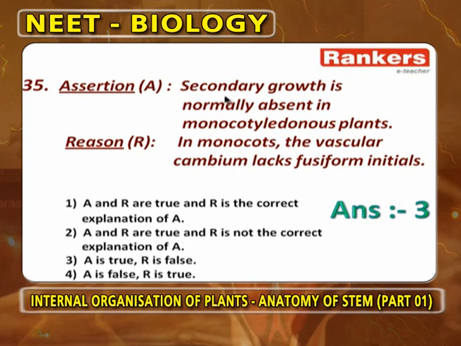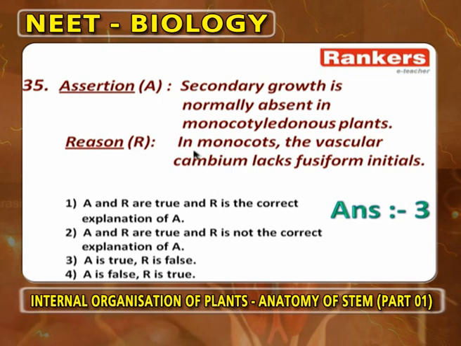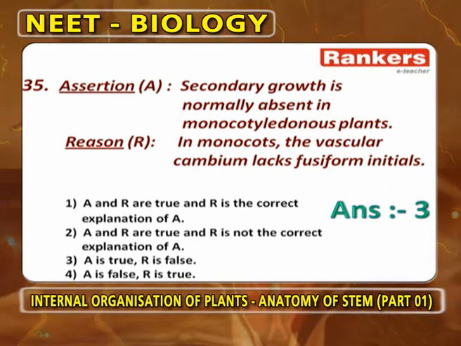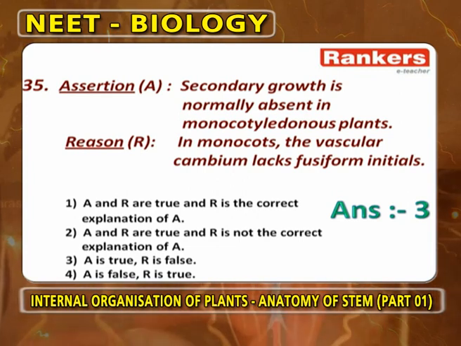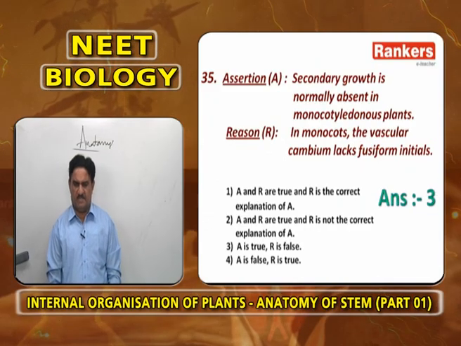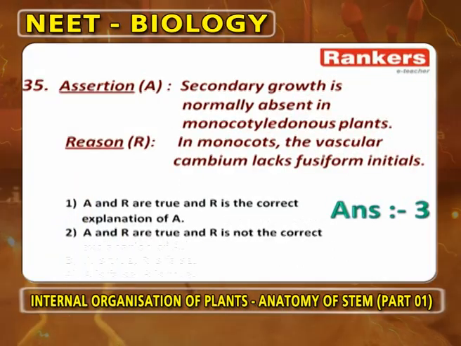Coming to another assertion reasoning. Secondary growth is normally absent in monocotyledonous plants. Reason: in monocots, the vascular bundle lacks fusiform initials. Secondary growth is normally absent in monocotyledonous plants is correct. In monocots, no chance of formation of vascular cambium. If vascular cambium itself is not formed, how come it produces fusiform initials? So, reason is totally wrong. A is correct, R is false. Third option.